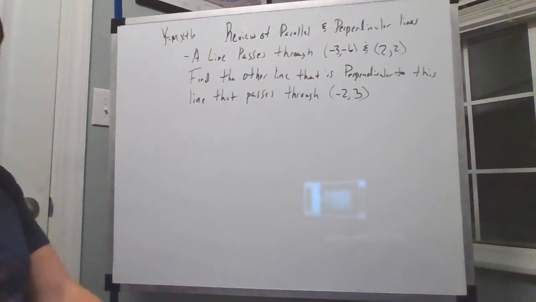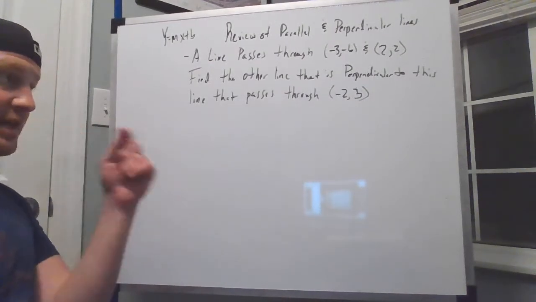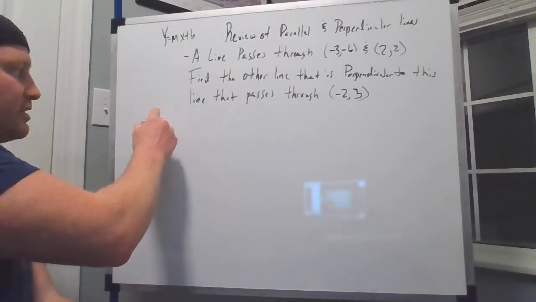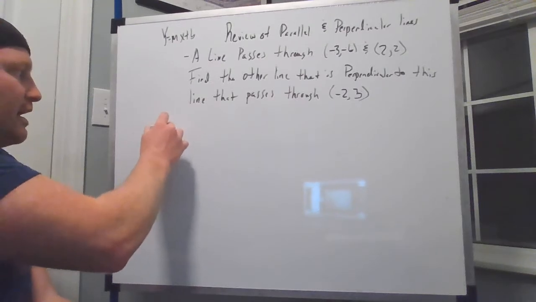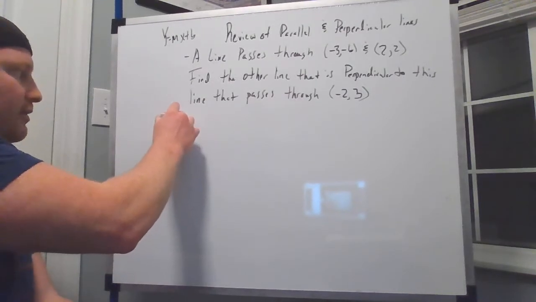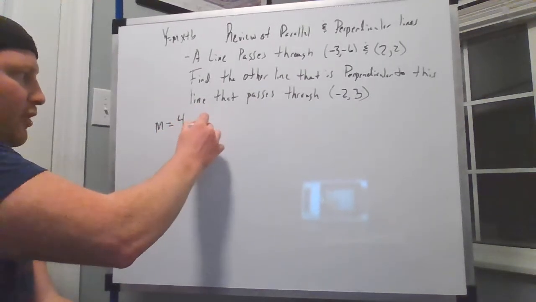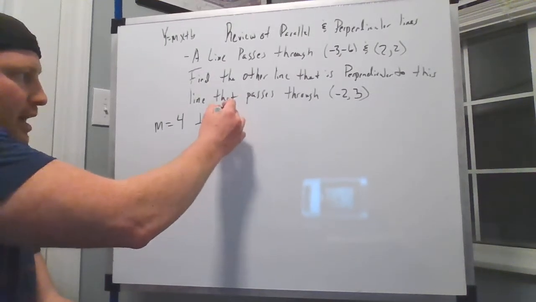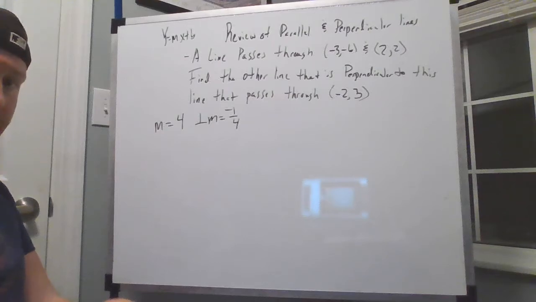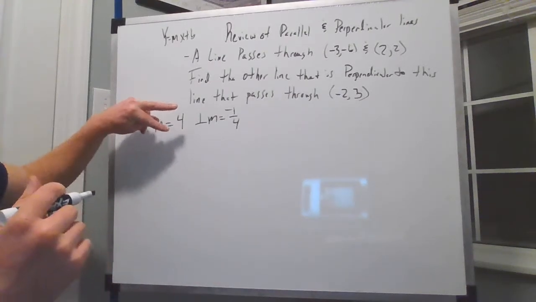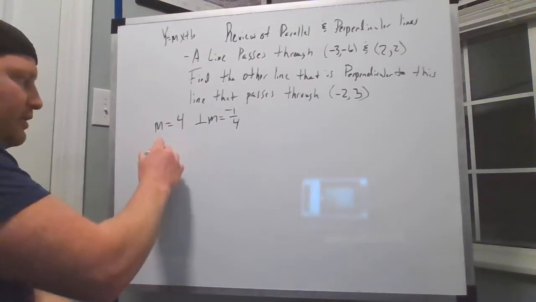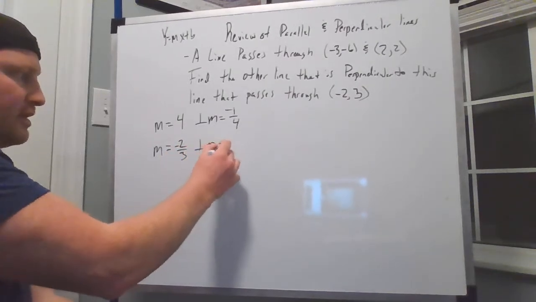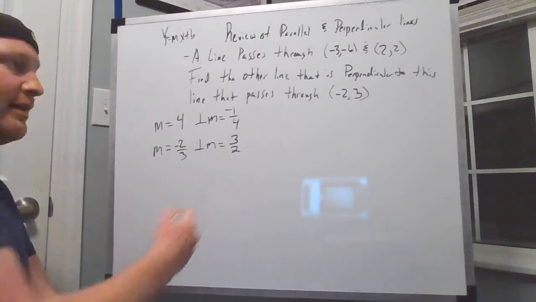Alright, so parallel lines have the exact same slope but different y-intercepts, whereas perpendicular lines have reciprocal opposite slopes. So if the slope is 4, then the perpendicular slope has to be the reciprocal opposite. It's that basic, okay? If it's a whole number, it's over 1, now it's 1 over 4. If it's a fraction, or if it's a negative fraction, such as negative 2/3, the perpendicular slope is now a positive 3/2. It's that basic.